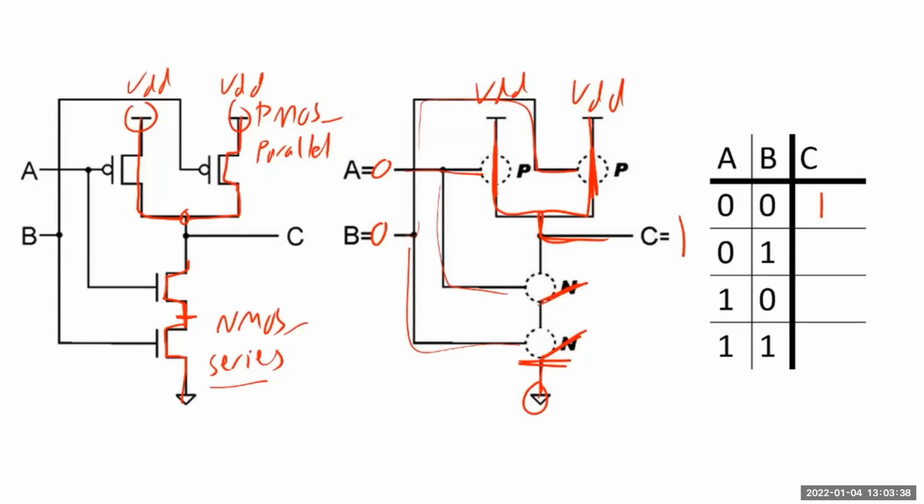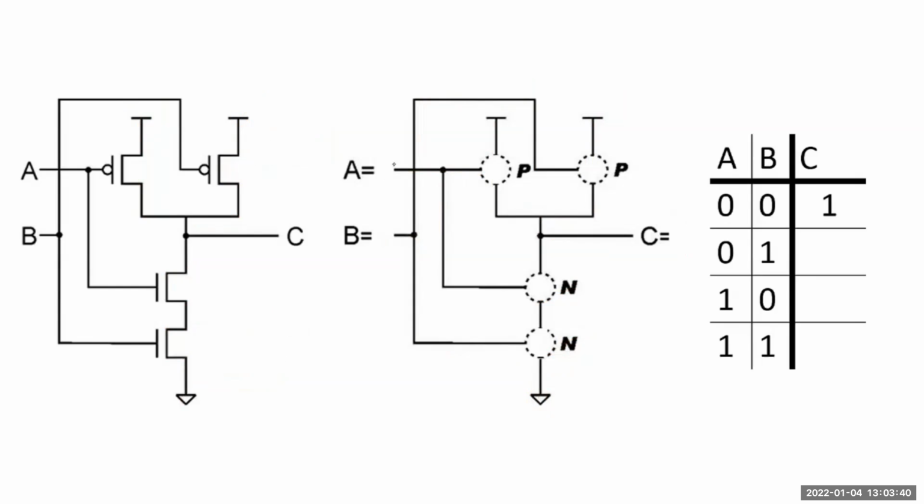Let's try another input combination. Let's try 0, 1. When A is 0, we're going to have a short on this PMOS, just like before. And with B as 1, this is going to create an open on this PMOS. A with 0 is going to create an open on this NMOS, and B with a 1 is going to create a short. So here, our ground is still cut off from the output, but we do have a direct path from VDD down to the output, so our output's going to be 1.